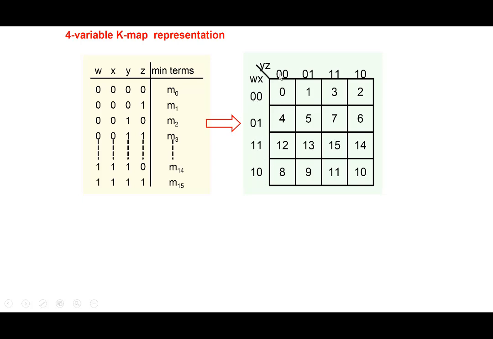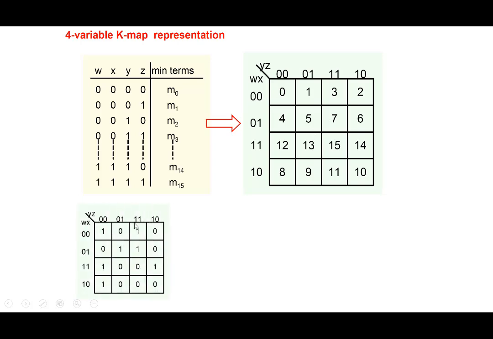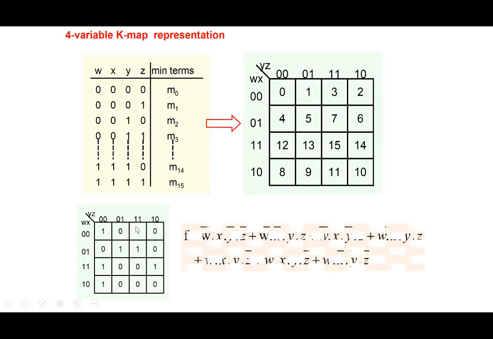And now we can fill it up depending on the function that we have. So given a truth table, we can fill this up, and given the Kmap, we can write the Boolean expression by again going to the boxes where you have only 1 and writing the corresponding term. So 0, 0, 0, 0 is w bar, x bar, y bar, z bar.